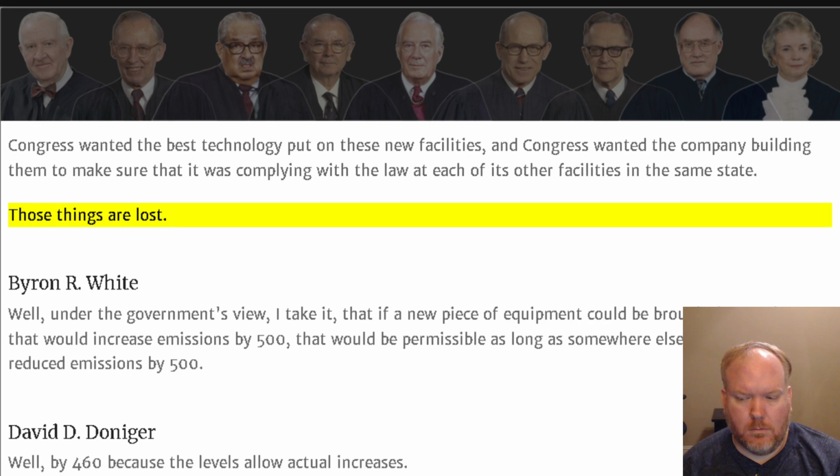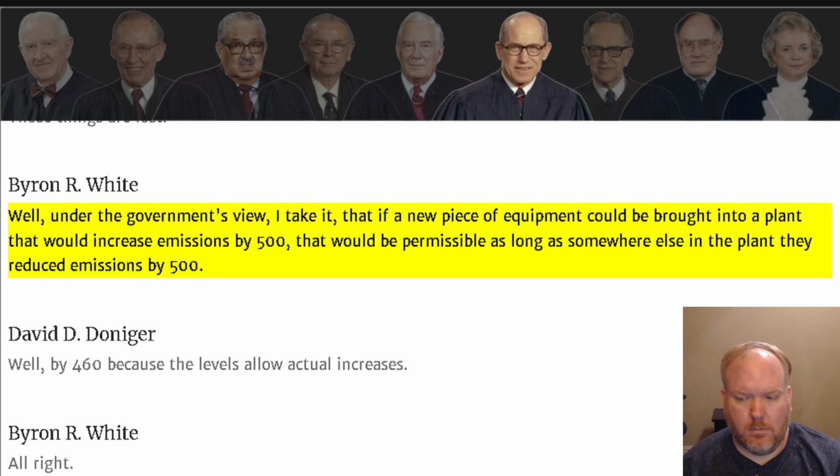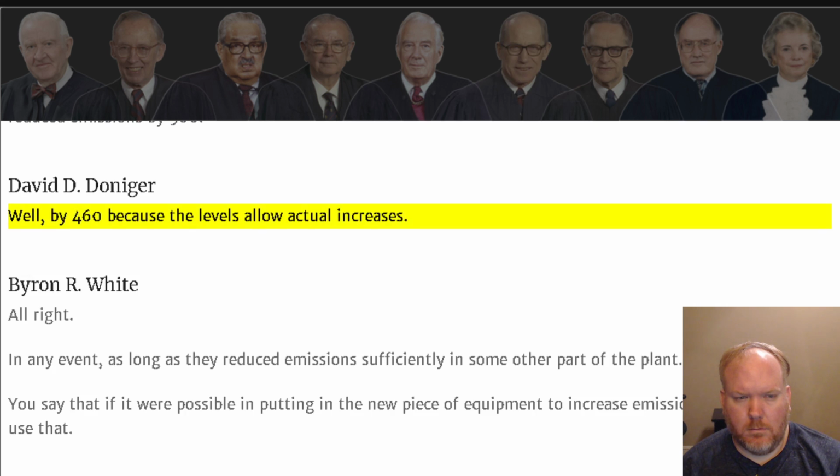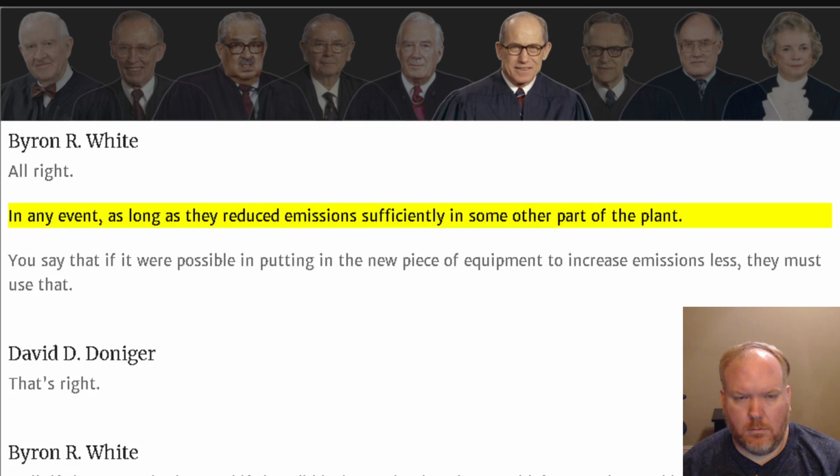Well, under the government's view, those things are lost. Under the government's view, I take it that if a new piece of equipment could be brought into a plant that would increase emissions by 500, it would be permissible as long as somewhere else in the plant they reduced emissions by 500. Well, by 460, right, because the levels allow actual increase. In any event, as long as they reduced emissions sufficiently in some other part of the plant.